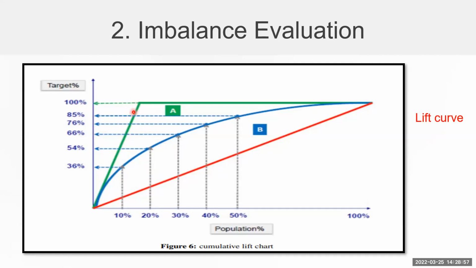For line A and line B, this is using a model, using machine learning. Where is the good one, A or B? Anybody knows?